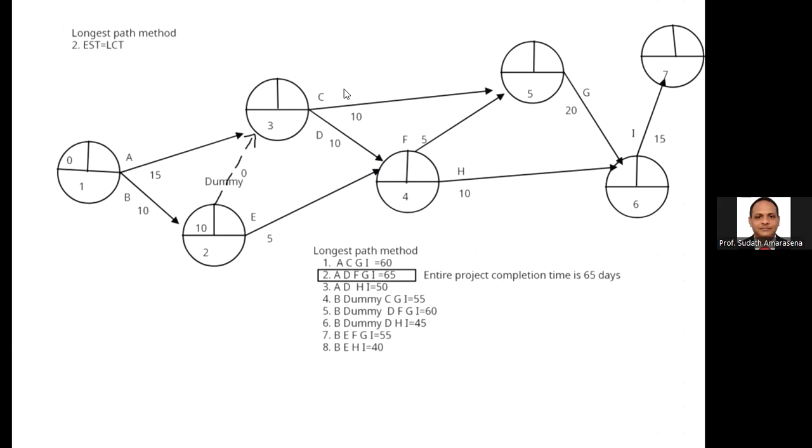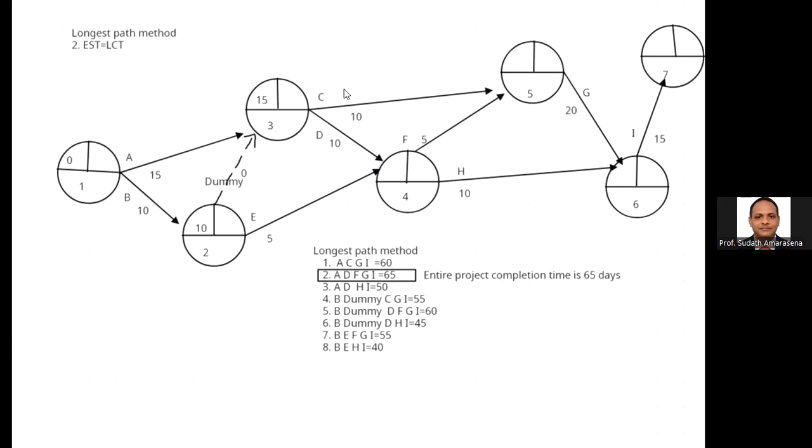Then go to the third event. When calculating the third event, there are 2 paths. One is via the A, one is via the dummy. Get both path values separately and select the highest value. Via A, 15 for the third event. Via the dummy, 10. The highest value is 15. So the early starting time is 15. Remember, when calculating the early starting time, add in and select the highest value.